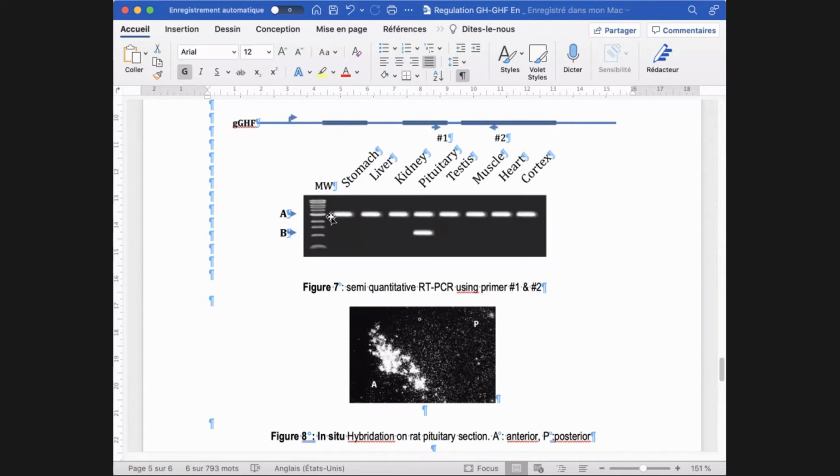So what is happening here, according to you? What is the PCR product A, the biggest PCR product in size, according to you, and from what we just saw, where is it coming from?